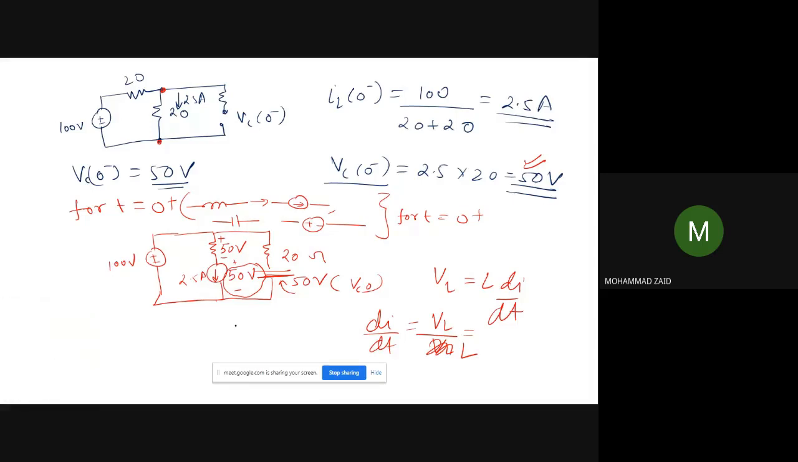Okay, so once it is known, this is basically an inductor which is represented by a constant current source. So if this voltage is already known across 20 ohm, we already know it is 50 volt. So the voltage across the inductor at the time of switching, this is the circuit at 0 plus, it should be 50 volt. So this is 50 by 1, so it will become 50 ampere per second. Okay, this is the concept for solving these types of problems. Okay, fine.